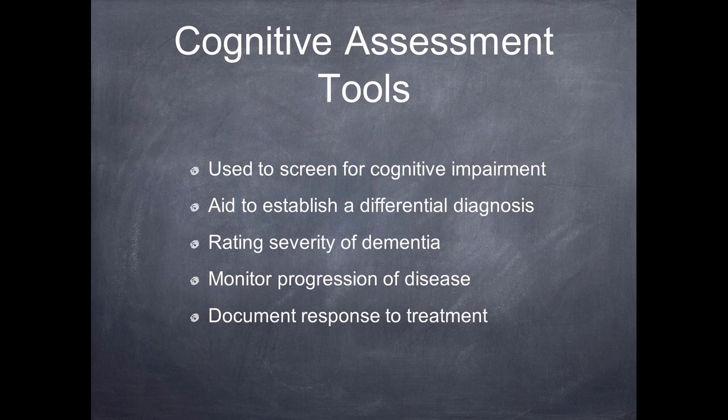So we use the screen for cognitive impairment, to aid with determining the differential. These screening tools help with rating the severity of dementia and monitoring progression of the disease, which again helps figure out maybe what the underlying problem is.